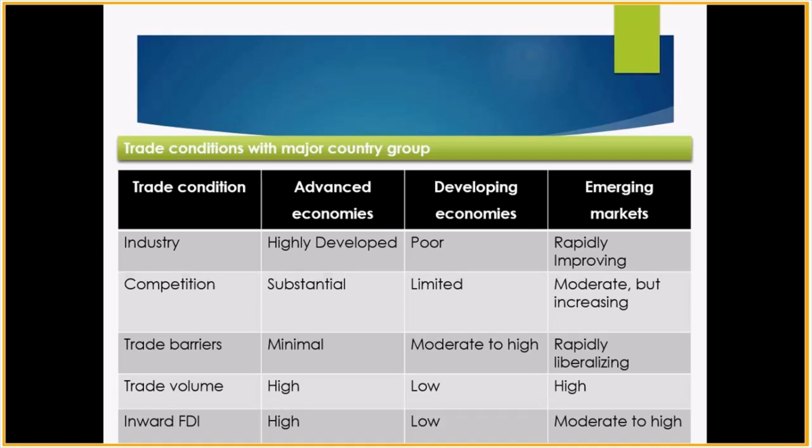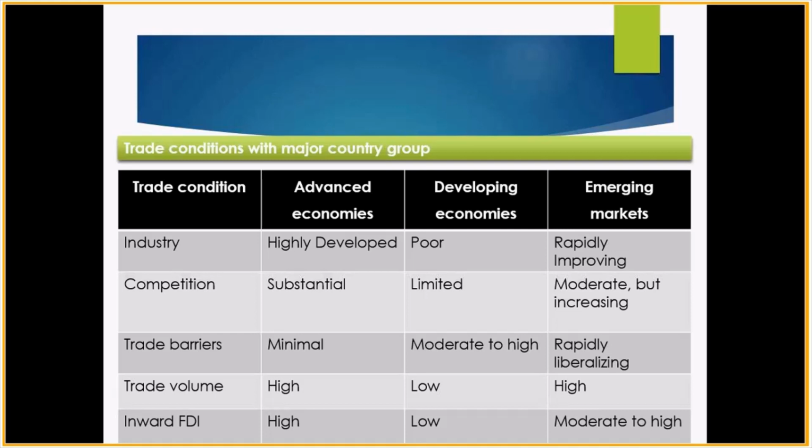Second, competition. In advanced economies, competition is substantial. You are seeing a lot of local companies that originated from these economies. Simultaneously, international companies have opened up their site offices or branches, and new entrepreneurship is also emerging in these economies. So the competition is very stiff in these economies.